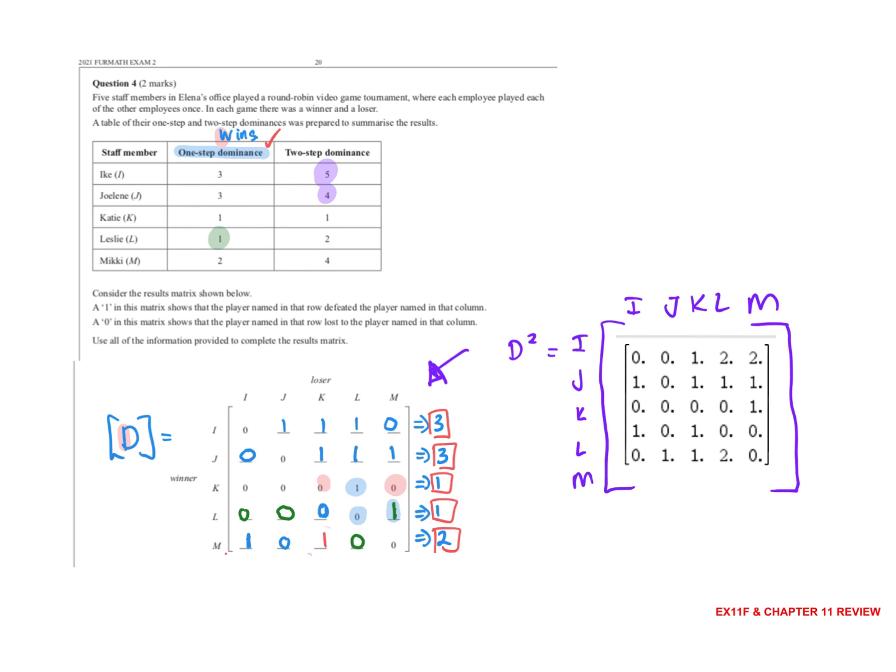Okay, so when we do this and we add up these rows, we get 5, 4, 1, 2, and 4, which matches the two-step dominance up here for that. So we've ended up with the right one.